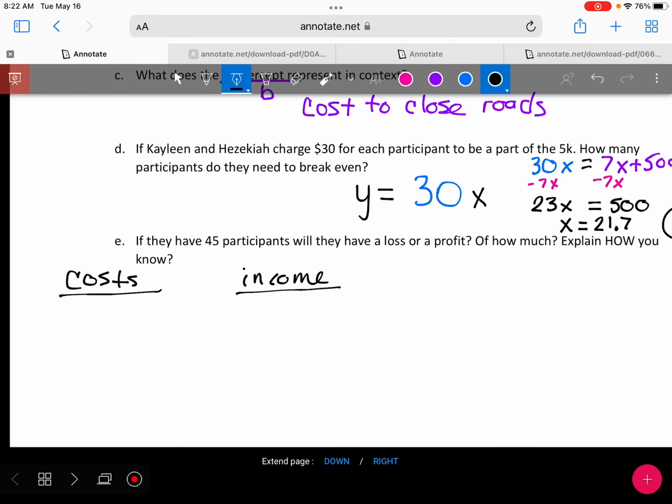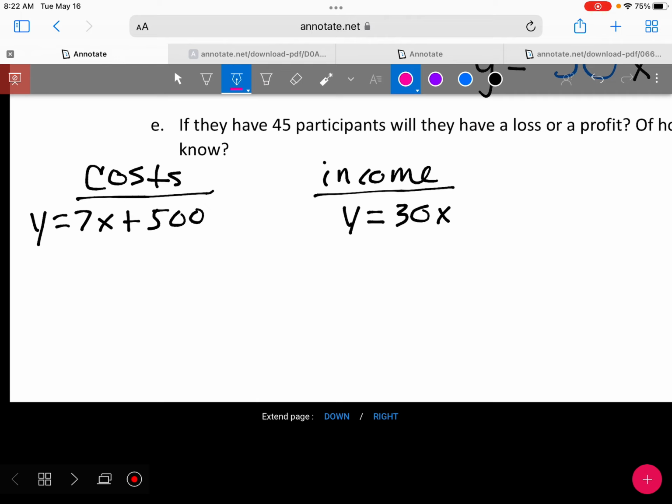So the equation for our cost, that's our first one that we wrote, our y equals 7x plus 500. And our income, that's our y equals 30x. So what are we going to do with our 45? Go ahead, Amber. We plug it into the x. We're going to plug it into x for both of these. So we're going to have 7 times 45 plus 500.